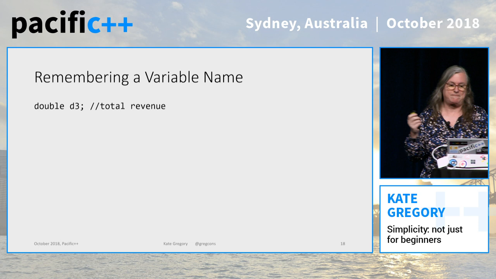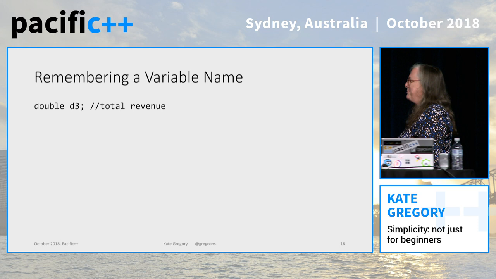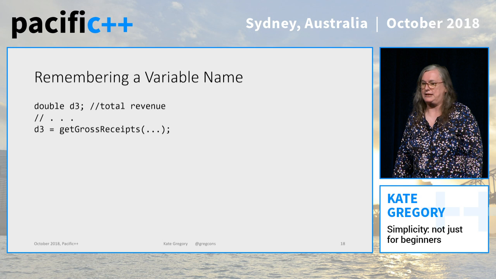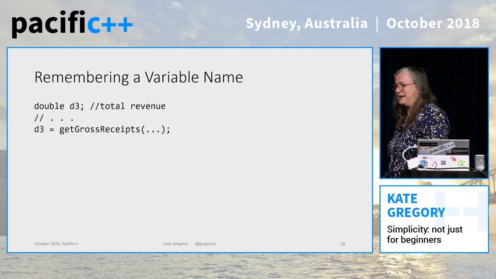Let me go on record as not being in favor of keeping money in doubles, but I don't think it's true that nobody does it. 1,000 lines later, we call get gross receipts, and we put it in D3. And you're a smart person, right? You've got that lookup table now in your head, right? That says D3, total revenue. And you have to keep looking. You have this extra indirection.